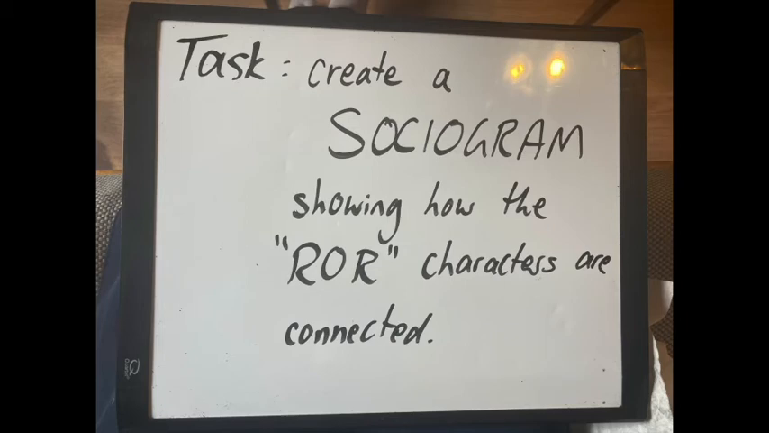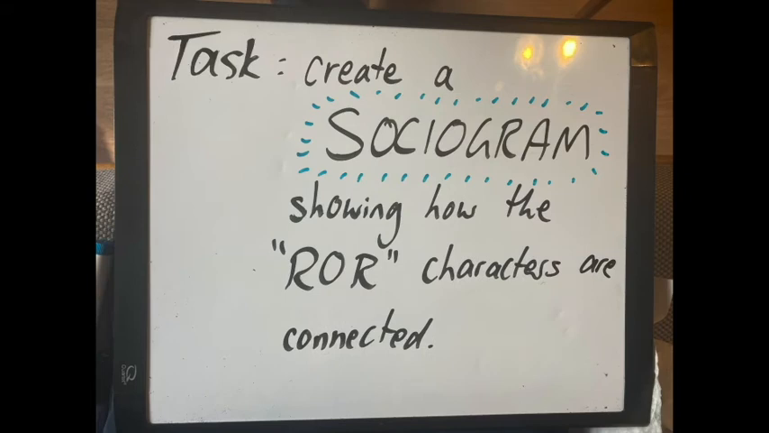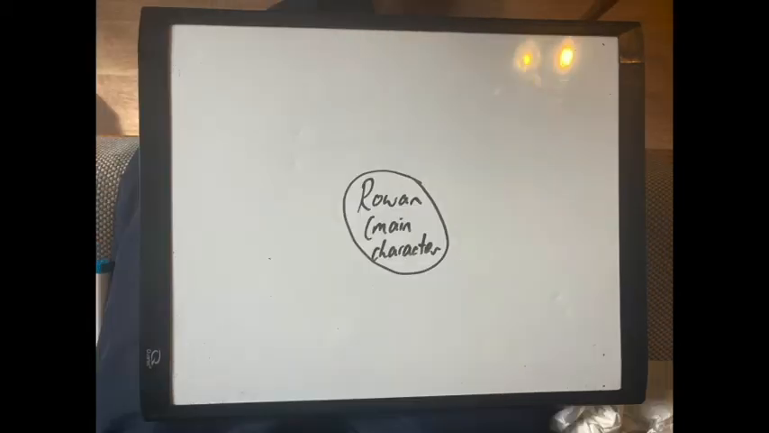Now that we've got our character list, we've got to start to think about the task, which is to create a sociogram or a graphic representation showing how the Rowan of Rin characters are connected or how they interact. To start our sociogram, I've deliberately put Rowan in the middle because he's the main character and we would assume that he's going to have the most connections with the other characters. The next step is to start adding other characters and to think about ways that they might interact with the people you've got already on your graph.